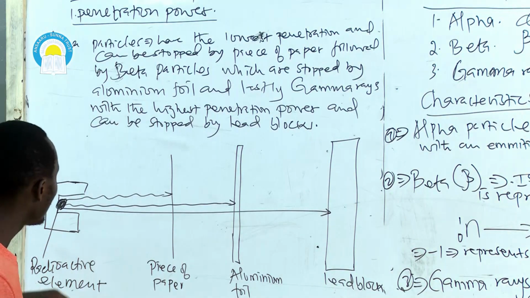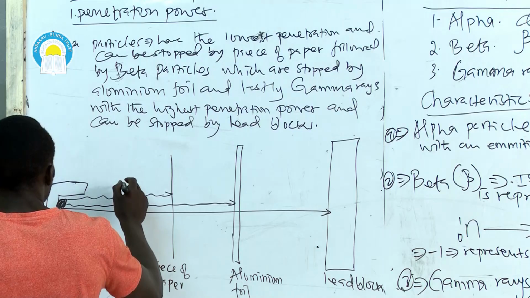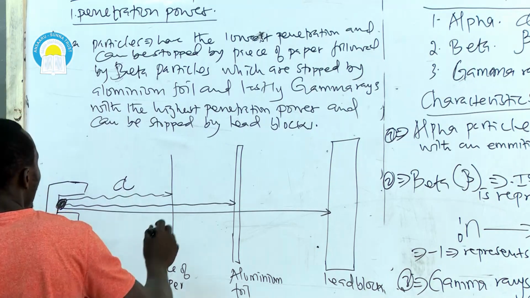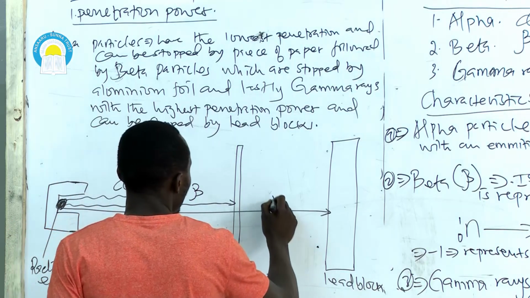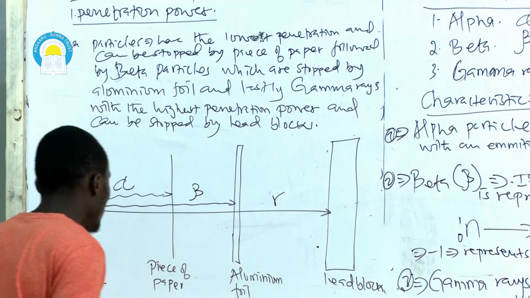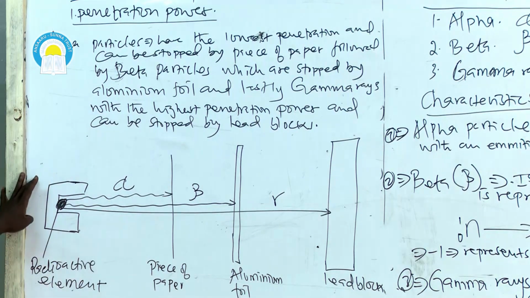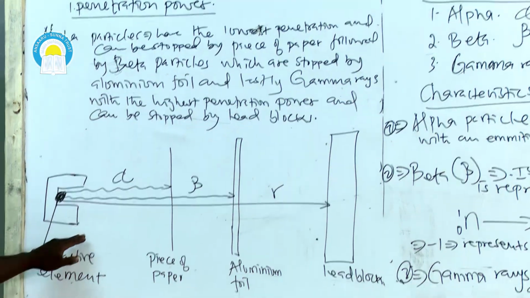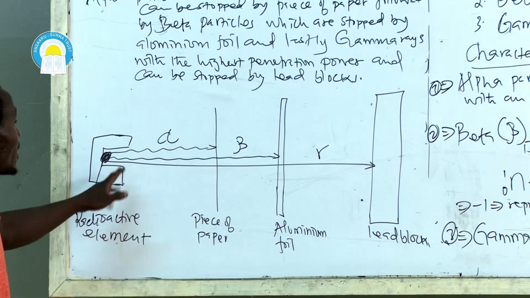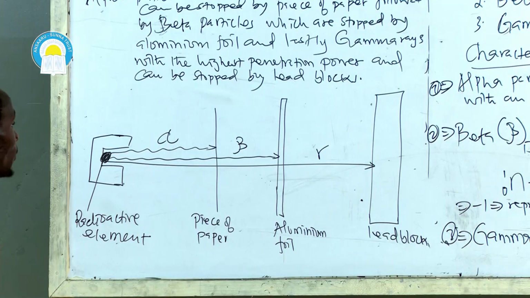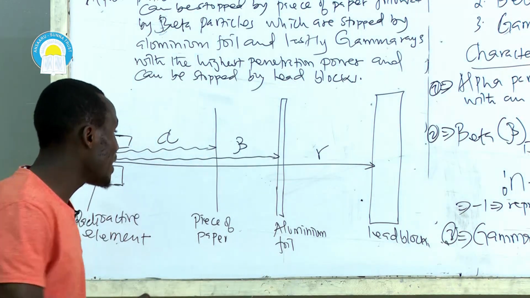The one that is going to be stopped here represents the alpha particle. Then this one represents the beta particle, and this one here represents the gamma rays. So this is the representation. This one here is a radioactive element. As it undergoes radioactivity, we are making an assumption that it releases all the particles at the same time. It releases an alpha particle, a beta particle, and the gamma rays.